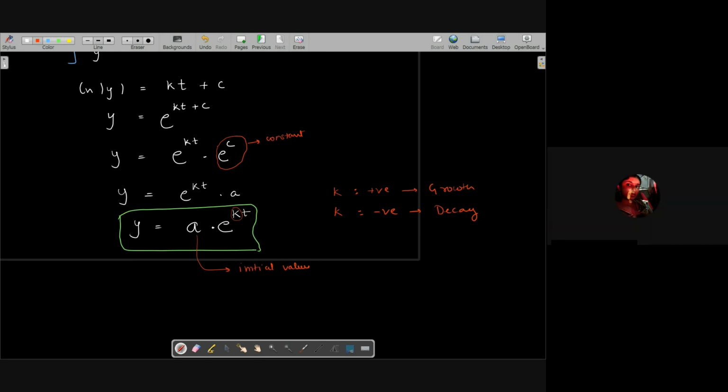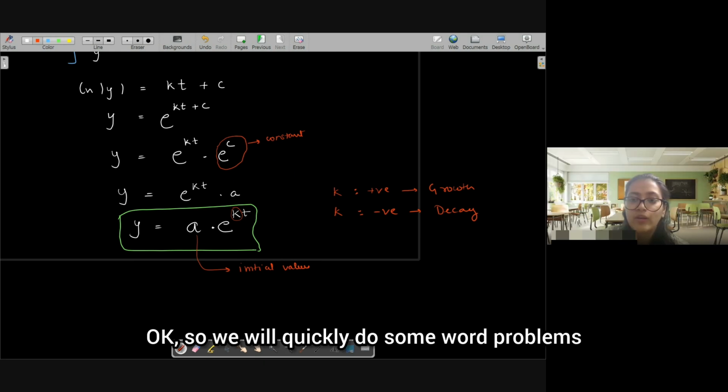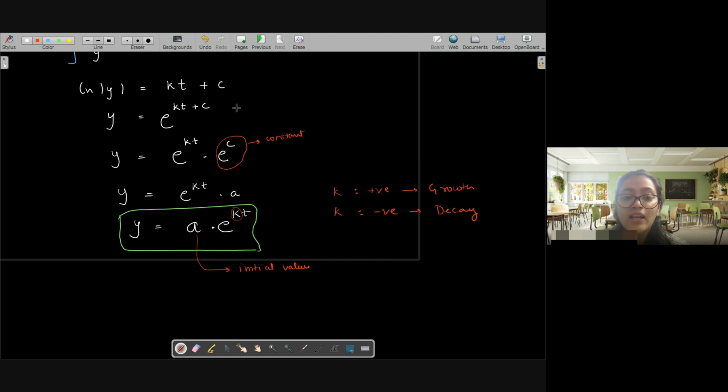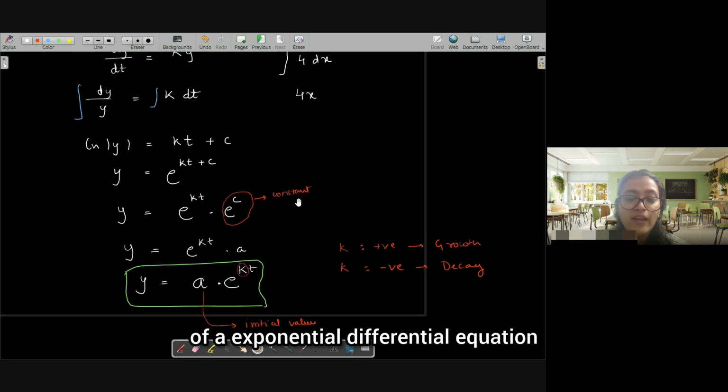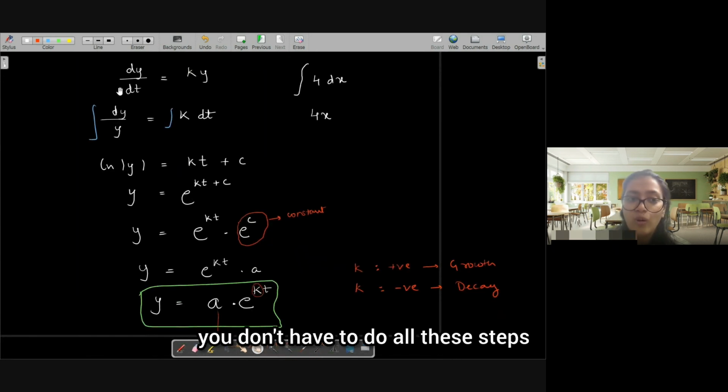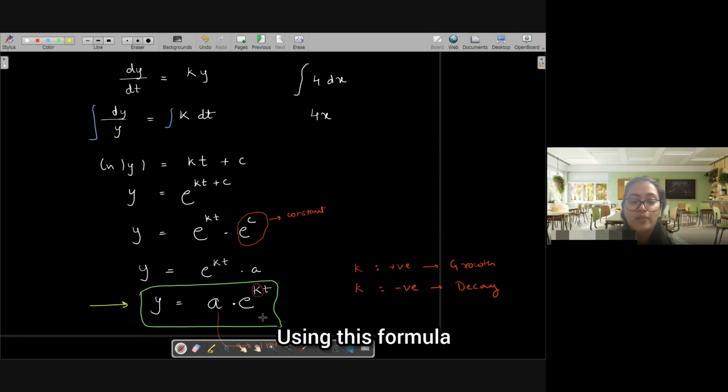Makes sense. Okay, so we will quickly do some word problems. Now, if you have to find the solution of an exponential differential equation, you don't have to do all these steps. You can directly write your solution using this formula. Let's see how.